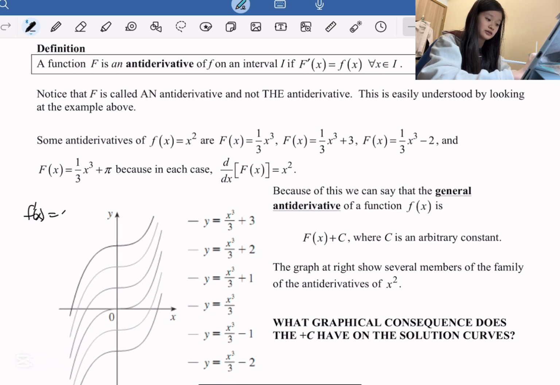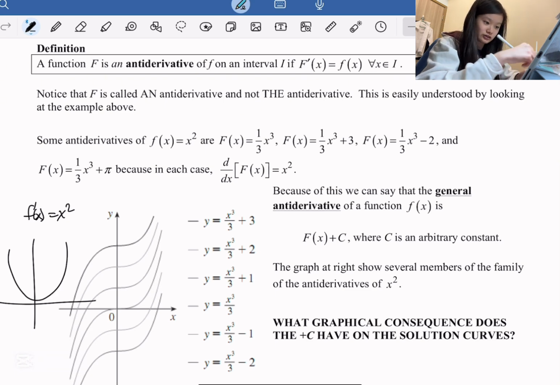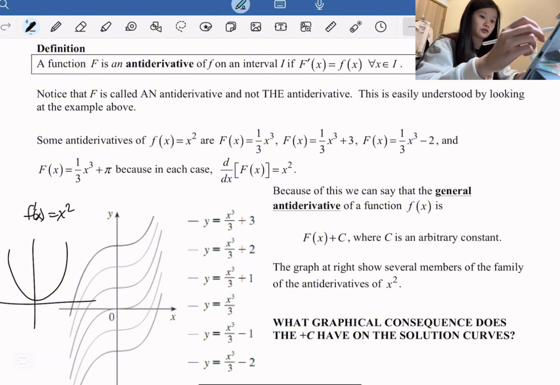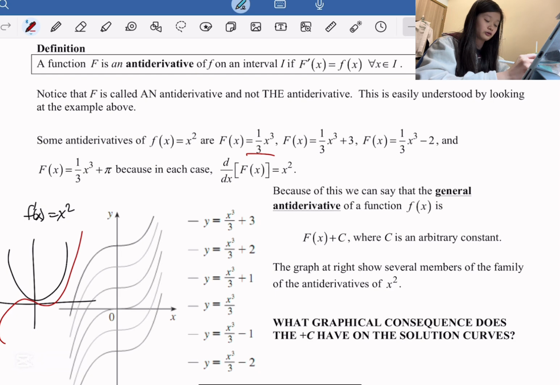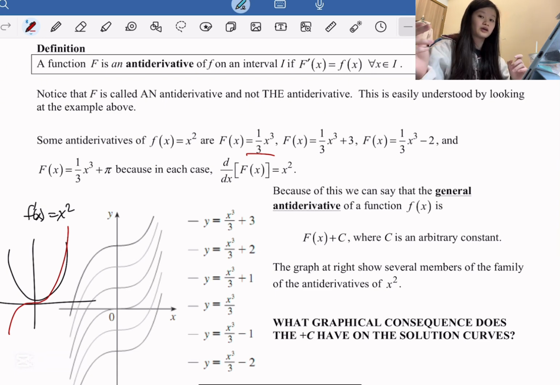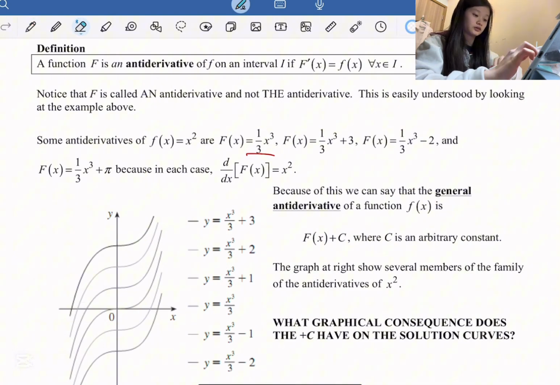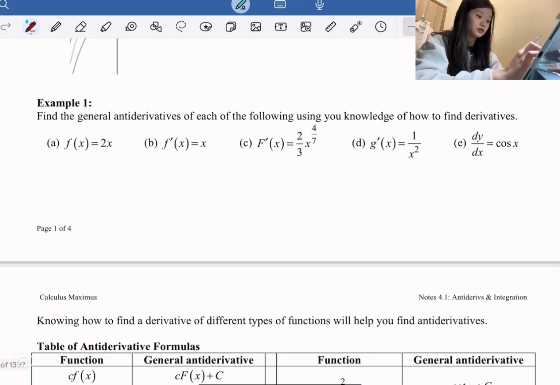f prime of x is x squared, so this will be the graph. Just imagine this is right. What is f of x? Okay, so f of x would be x cubed over 3 or something like this. So basically before, we had this graph and then we had to ask what is the derivative of it, which would be x squared. So we're just flipping things around.